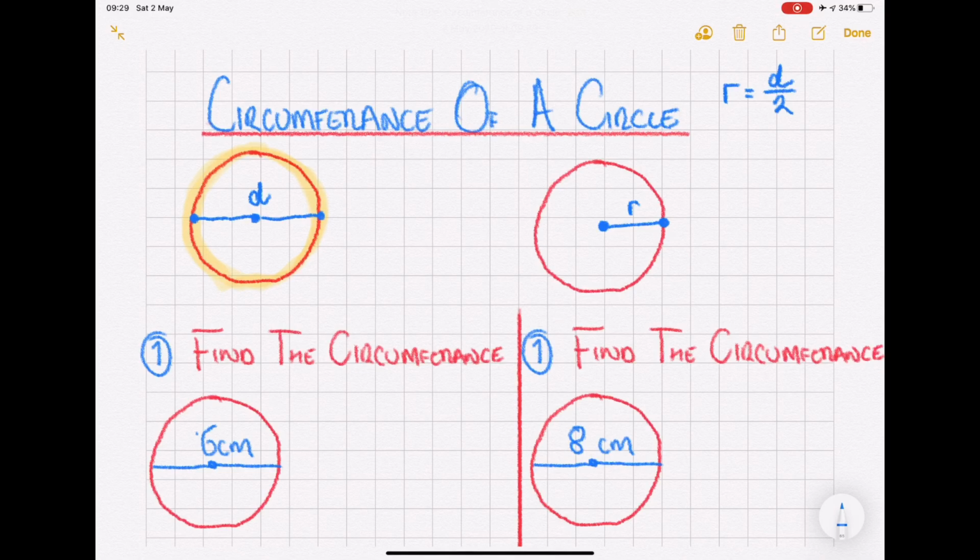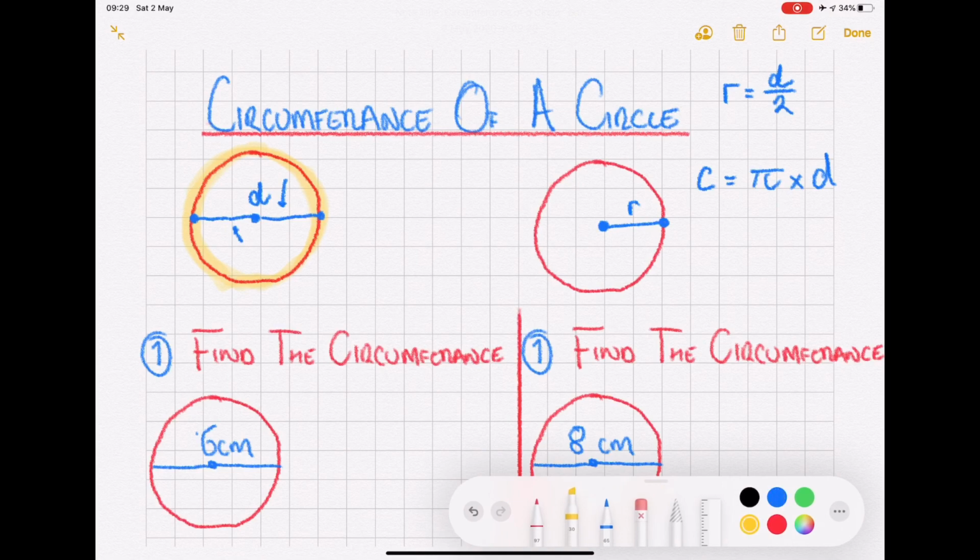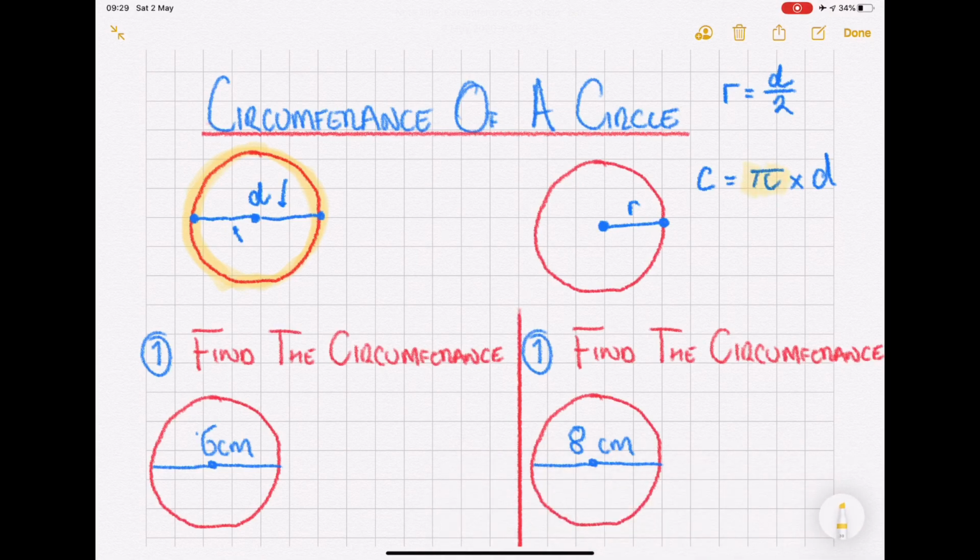And the very last thing I want to talk about is the formula for finding out the circumference of a circle. And this formula is C, which is circumference, equals pi times by d, which is the diameter. So this length here. And what is pi? Well, pi is a mathematical ratio. It's a number that goes on forever. Pi is 3.14, and then it just keeps going forever and ever.